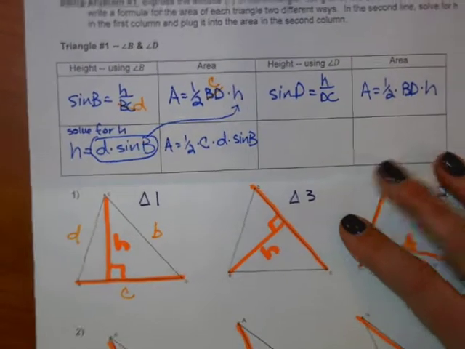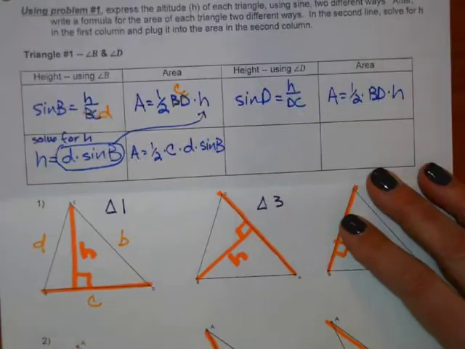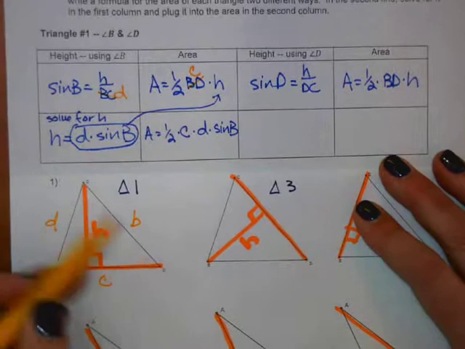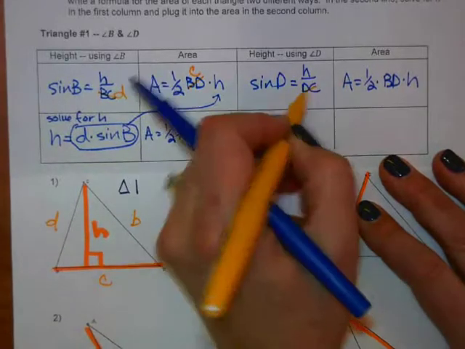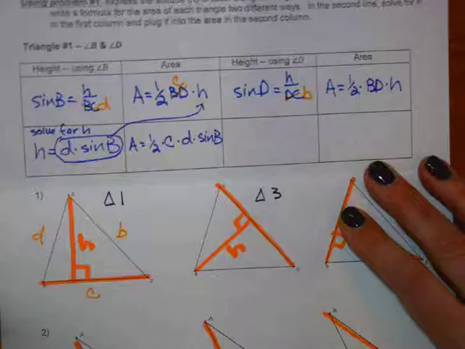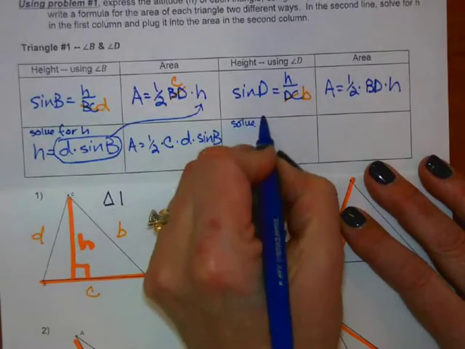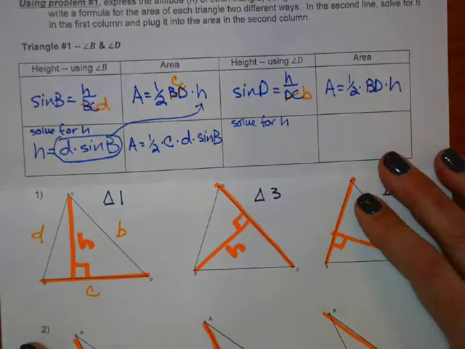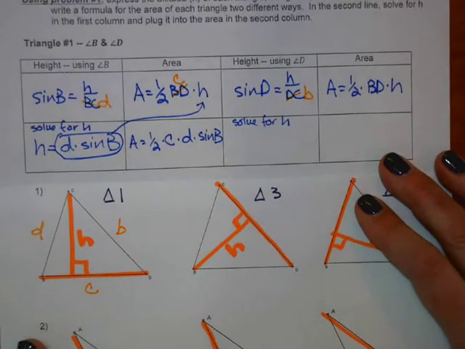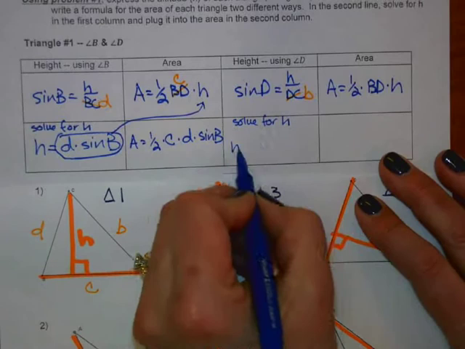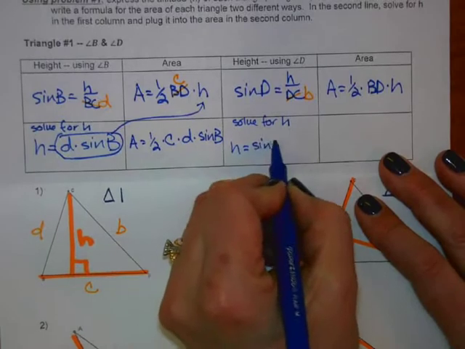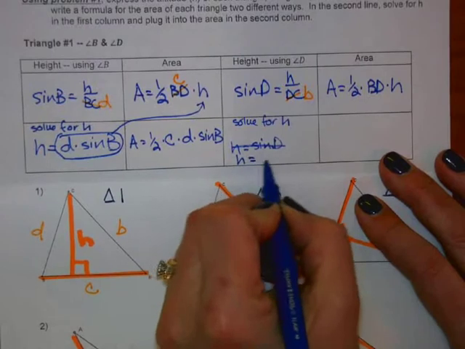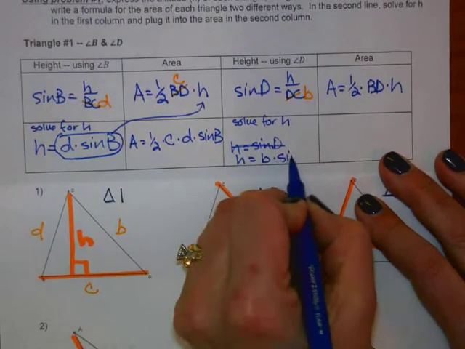Okay? All right, now let's do this next one. Instead of using segment DC, I'm going to use what letter? B. And I'm going to solve for h here. How do I get h by itself? I multiply both sides by what? B. So h is equal to the sine of D. Actually, I'm going to rewrite that. H is equal to B times the sine D.